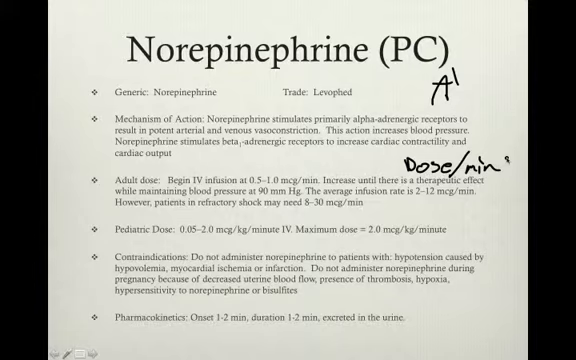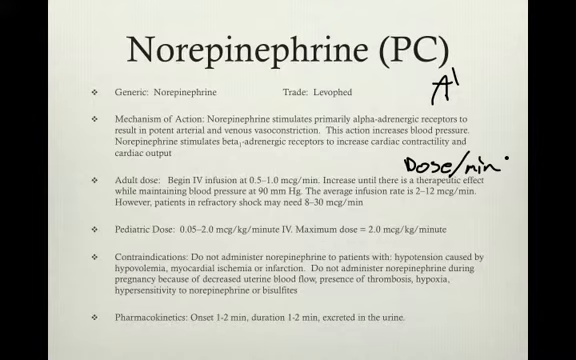Increase until there is a therapeutic effect while maintaining a blood pressure at or above 90 millimeters of mercury. The average infusion rate is 2 to 12 mics per minute. However, patients in refractory shock or per medical control may need to be taken up to 8 to 30 mics per minute. Pediatric dosing, 0.05 to 2.0 mics per kilogram per minute, IV. Maximum dose is going to be 2 mics per kilogram per minute.